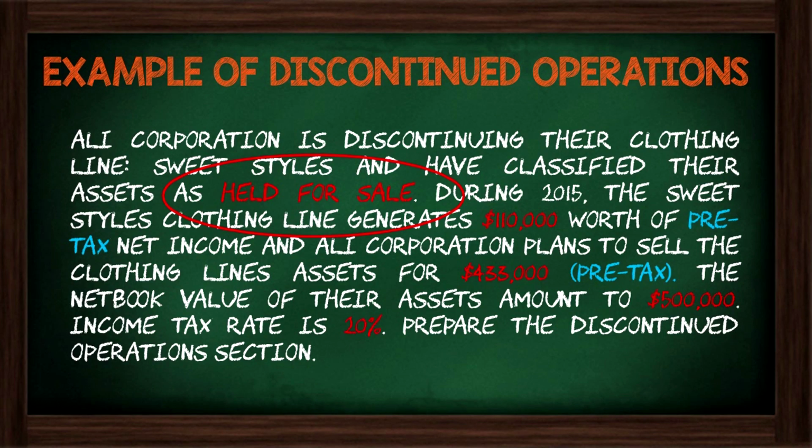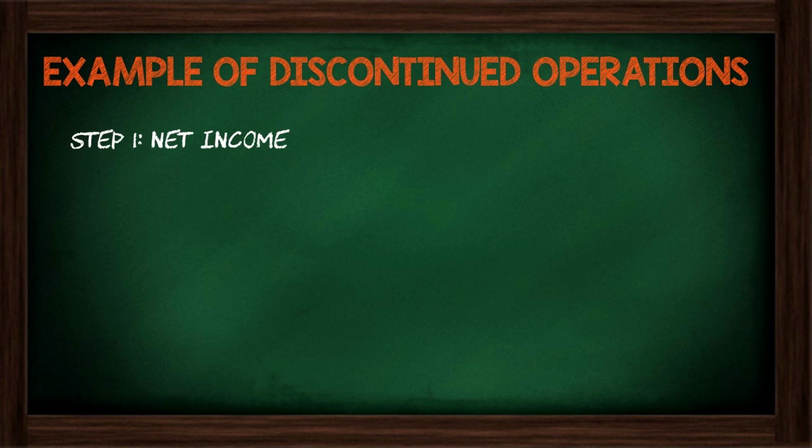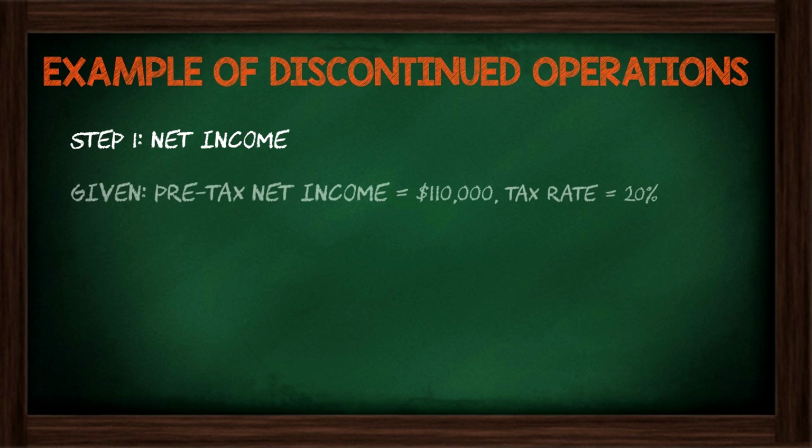Okay, so a lot of information is being thrown at us right now, right? And we're going to have to deal with it and somehow organize it in a fashion that makes sense in order to prepare this section, okay? Looks a little bit daunting at first, but not to worry, okay? We just got to remember that there are two line objects we have to prepare. And the first one for this discontinued operations of Sweet Styles is the net income or net loss of Sweet Styles, okay?